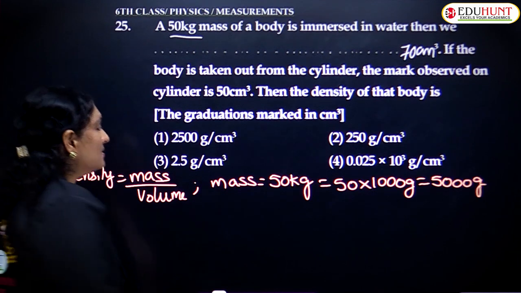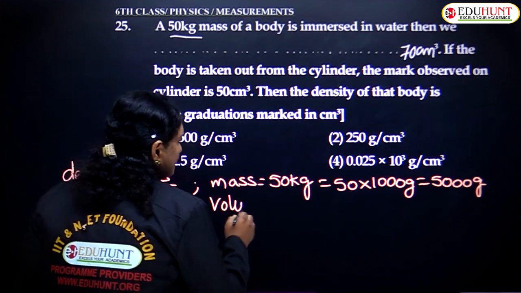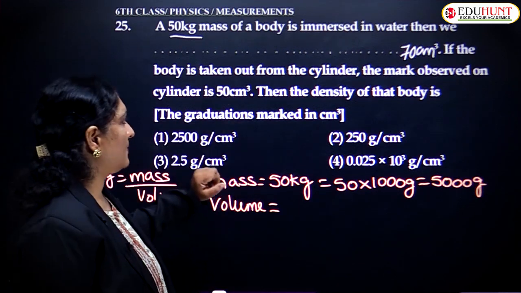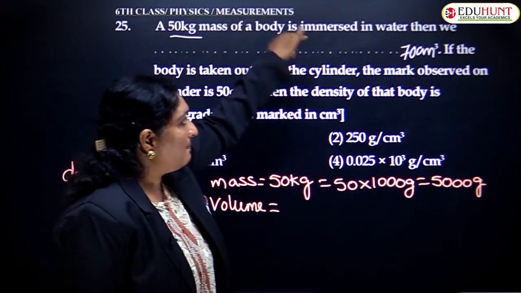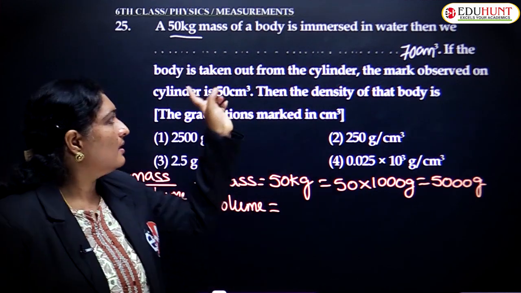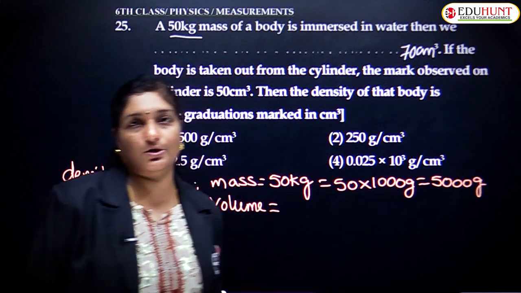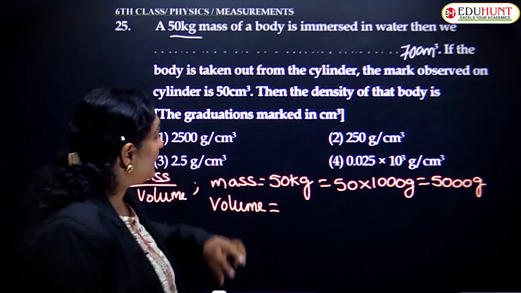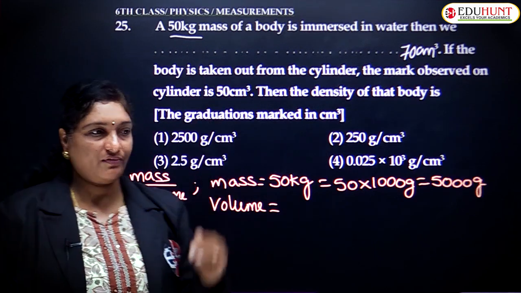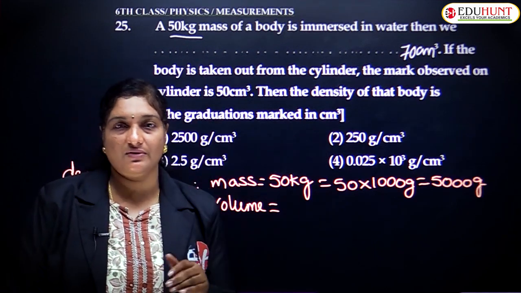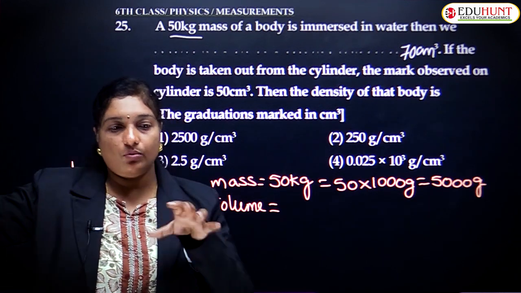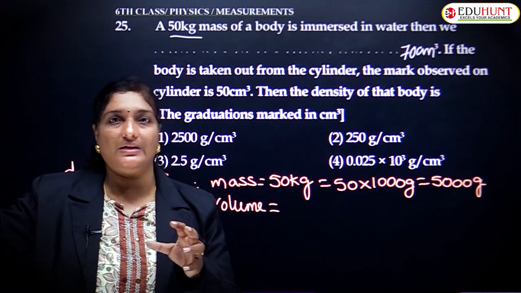Okay. Now moving to the volume. To understand the concept of volume, observe this question carefully. When the body is immersed in water, together, the volume is found to be 70 centimeter cube. If the body is taken out from that measuring jar, then the mark is observed to be 50 centimeter cube. So what is your observation? Body along with water is 70. Body taken out, only water left out. How much is that? 50 centimeter cube.